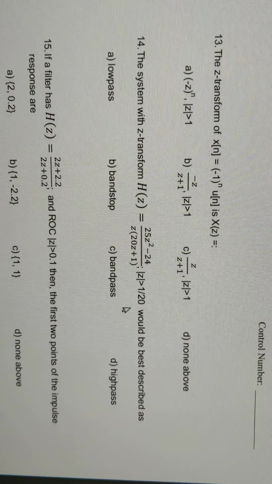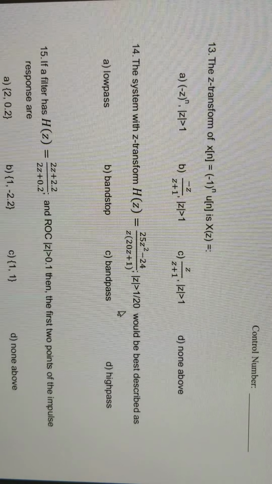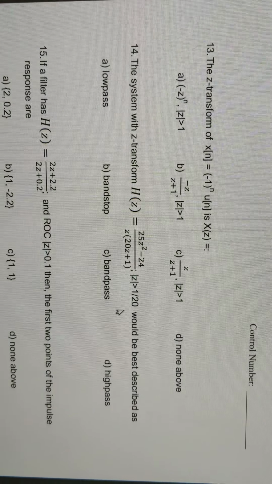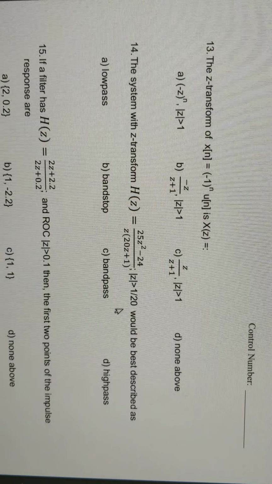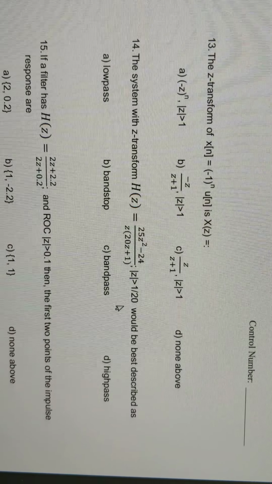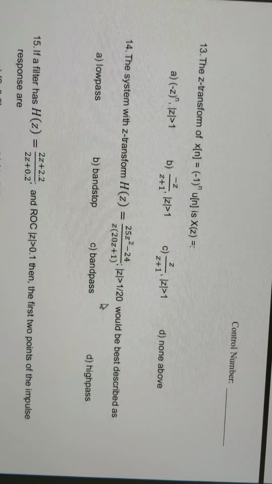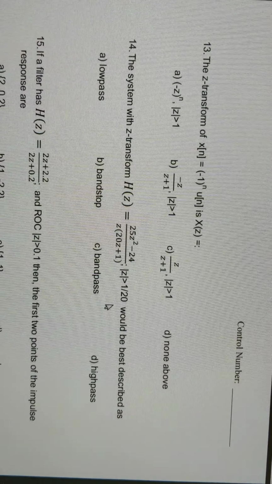The second thing we need to look at are our zeros. And how do you determine what a zero is? You look at the numerator and you set it equal to 0. So Z squared equals 24 divided by 25, and if we take the square root of that, plus or minus, we get that our Z will equal plus or minus 0.97.